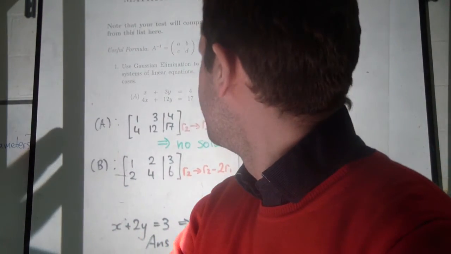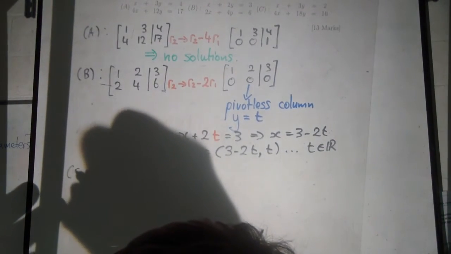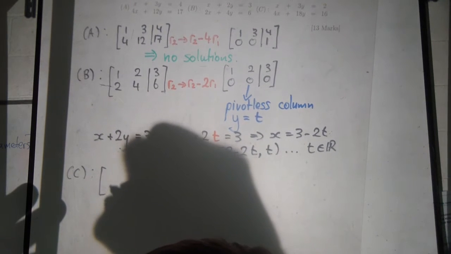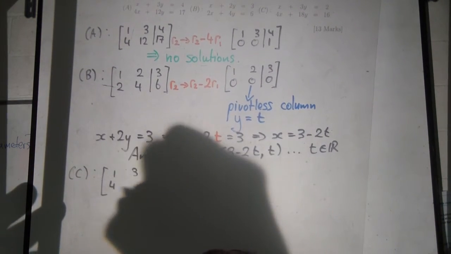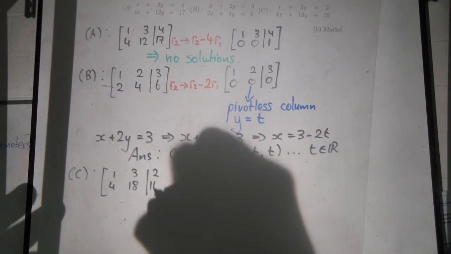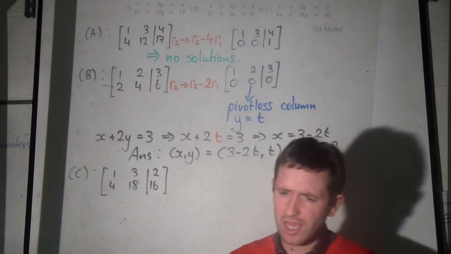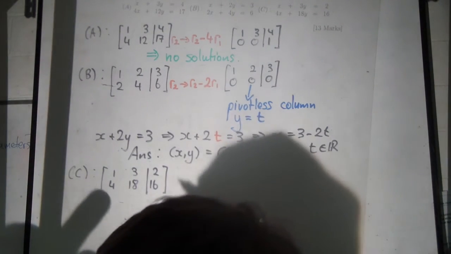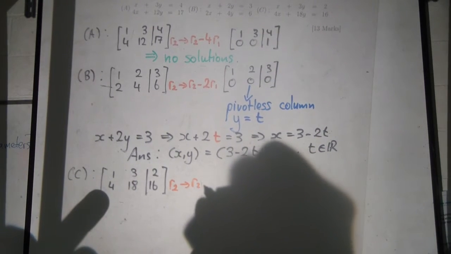And we'll look at the last one. So the last one is 1x plus 3y equal to 2, 4x plus 18y equal to 60. And again, we're trying to go for the 1, 0, 1 pattern. So I have the 1 here, that's fine. How am I going to turn that 4 into a 0? Spot on.